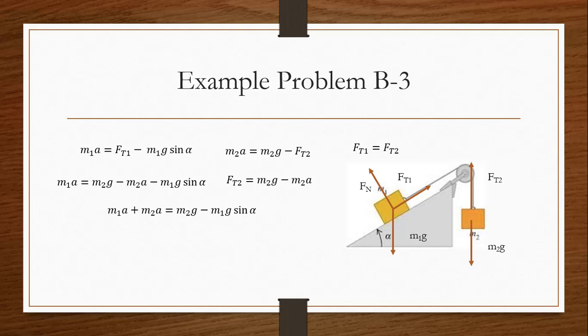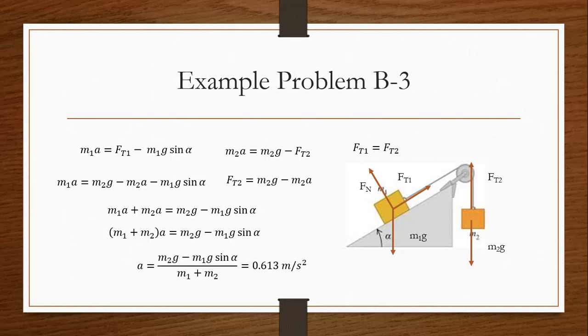So, separation of variables. We can factor out the a on that left side, and then divide by the sum of the masses. What I end up with is the acceleration of block A is 0.613 meters per second squared, and it is in this direction, up the ramp.